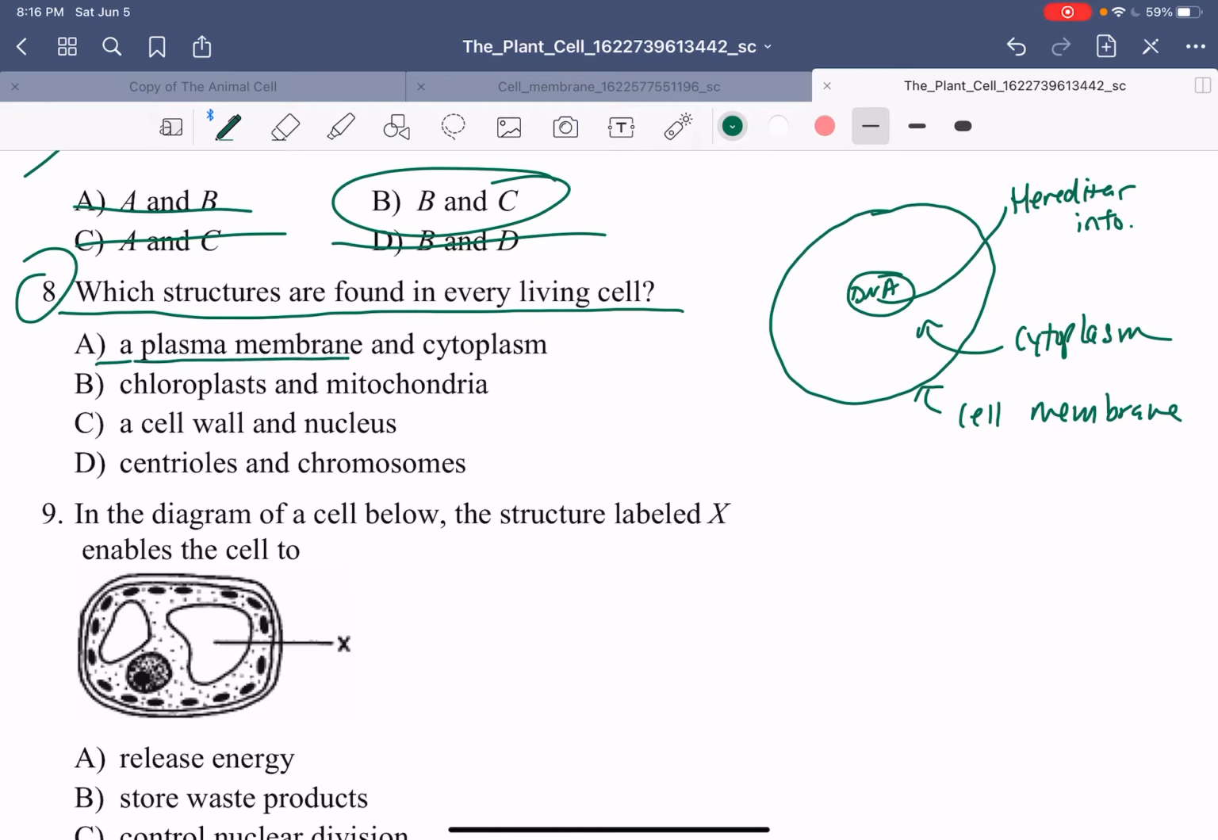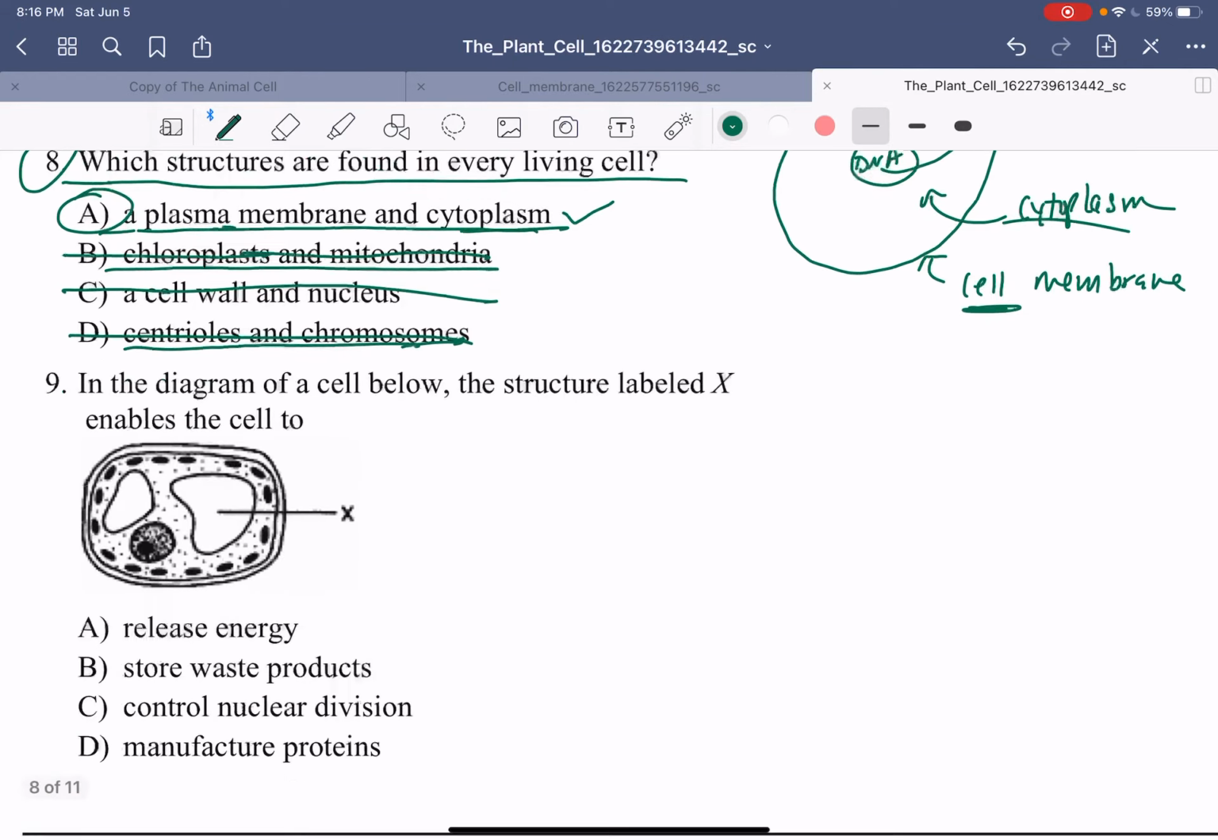A plasma membrane and cytoplasm, that's true. Chloroplasts and mitochondria, not all cells have chloroplasts. Our animal cells don't have them. We don't photosynthesize, guys. You don't roast in the sun and make sugar for yourself. No. A cell wall, no, animal cells do not have cell walls. Centrioles and chromosomes, no. The best answer is A, a plasma membrane, which is a cell membrane. Remember, they're called the same thing. And cytoplasm.